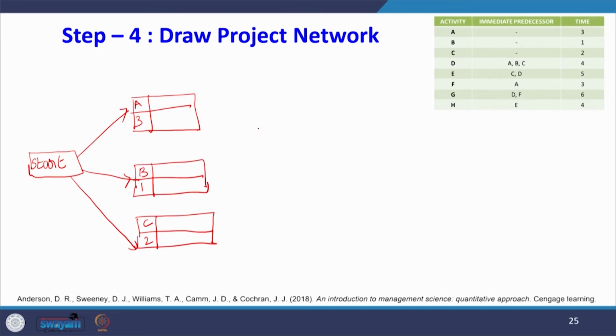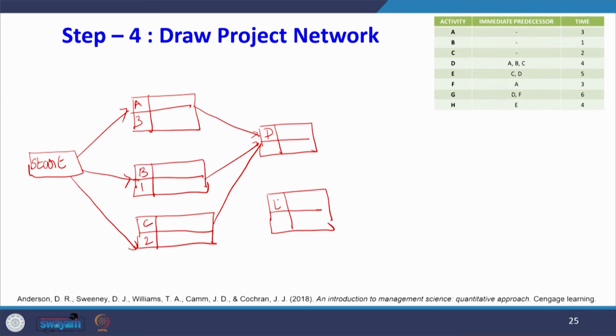Okay. So, I am going to draw the activity D here. So, the predecessor for activity D is ABC. So, A, B and C. For activity E, C and D is the predecessors. So, here I am writing activity E. The predecessors are C and D.